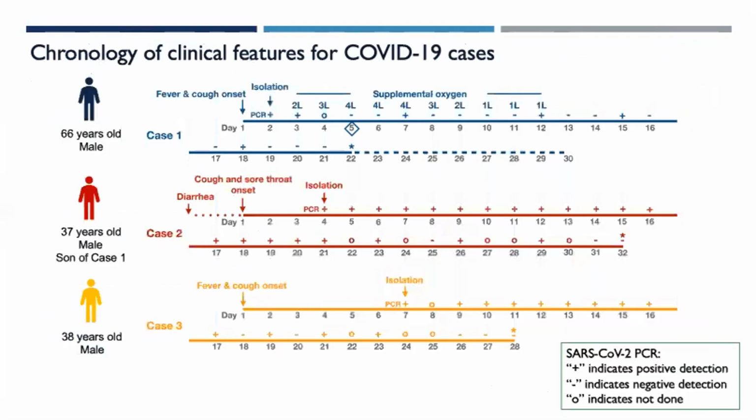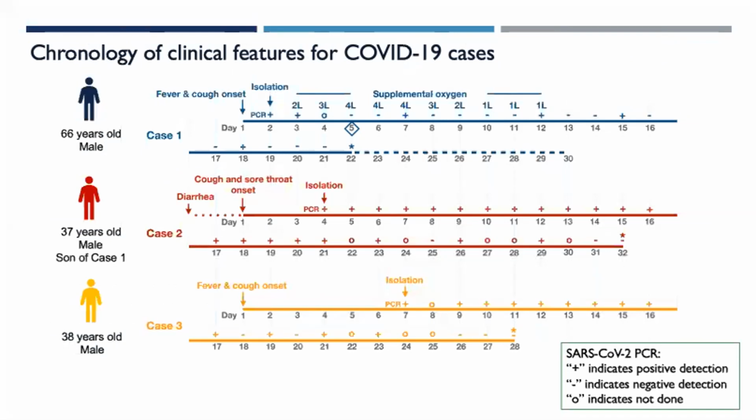Over here is the chronology of clinical features that we saw in the 3 COVID-19 cases that we profiled. I'll go through this figure systematically. On the left-hand side, you'll see case 1 was a 66-year-old male. He was a tourist from Wuhan. Case 2 and 3 are the mild cases of COVID-19.